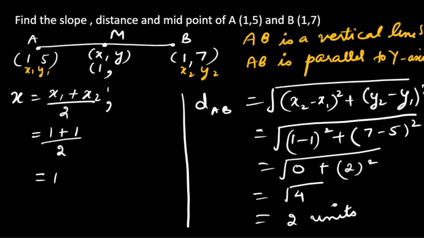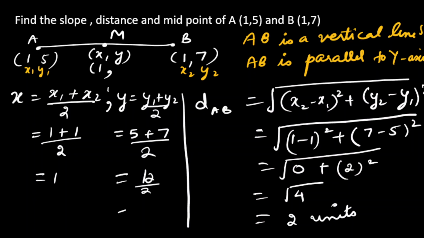Now let us find y. y is equal to y1 plus y2 by 2. y1 is 5. y2 is 7. So 5 plus 7 by 2. 12 by 2 is equal to 6. The coordinates of point M are 1 comma 6.